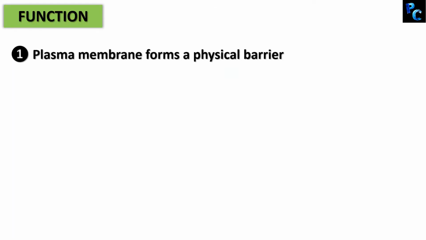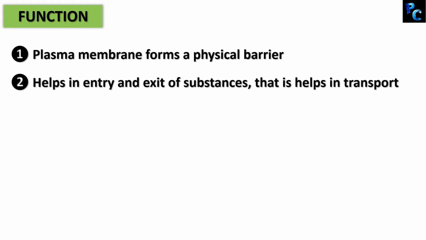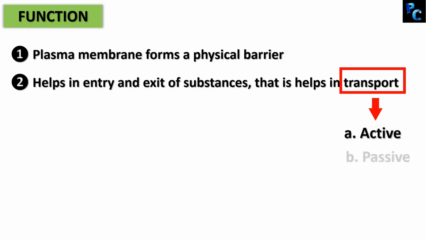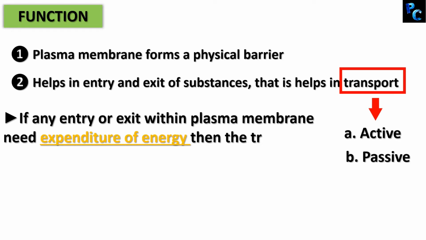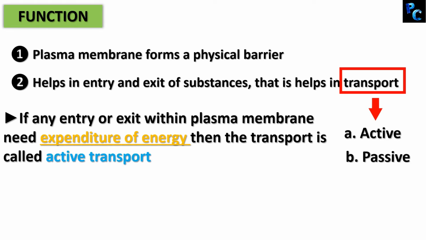Now let's see the function of the plasma membrane. The two main functions of the plasma membrane are to provide a physical barrier and help in the entry and exit of substances, that is, it helps in transport. Now, transport through the plasma membrane can be of two types, which is active or passive. When any entry or exit through the plasma membrane needs expenditure of energy, then the transport is called active transport. Let's say your friend doesn't want to enter your house for some reason, so you push him inside. So you have to spend some energy. This is an example of active transport.